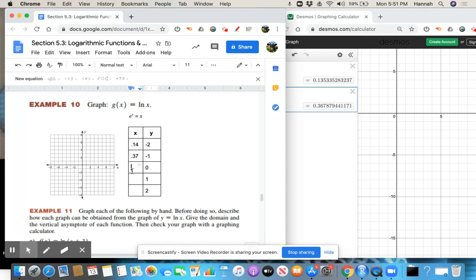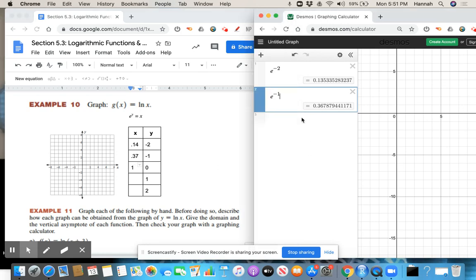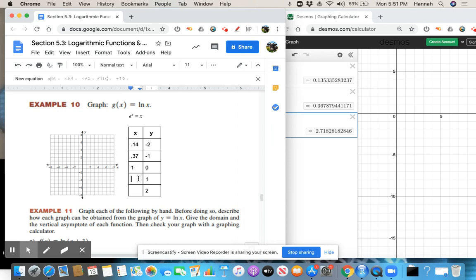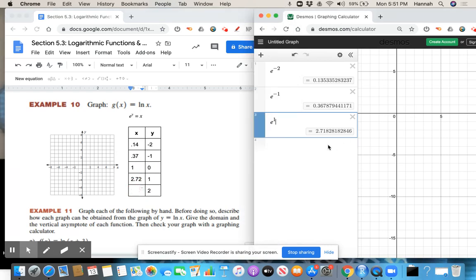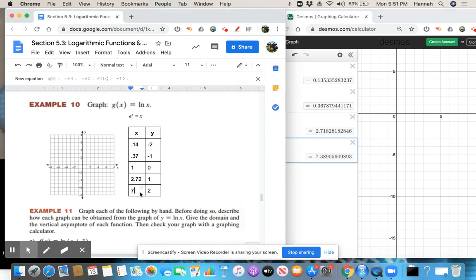Anything to the 0 power is always 1. Okay, e to the 1 would be 2.72. We'll stretch that out just a little. And lastly, e squared would be 7.39. Okay, and there's a set of points I could plot.